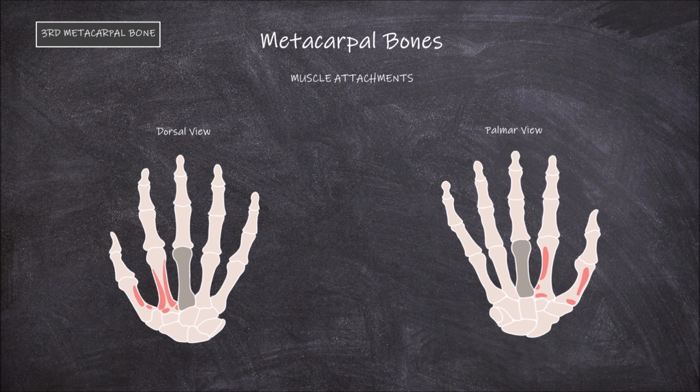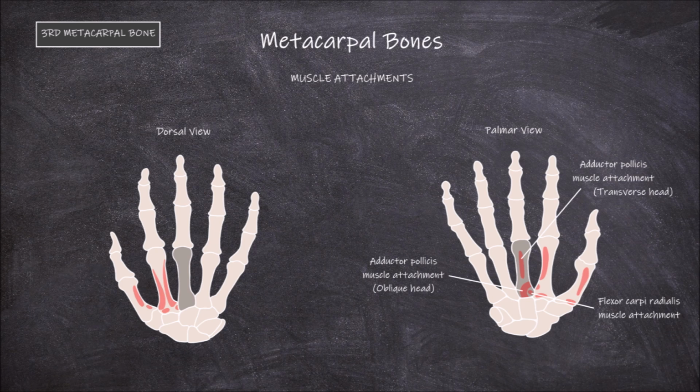Now for the third metacarpal. The transverse head of the adductor pollicis muscle originates from the palmar surface of the shaft of this bone. A portion of the oblique head of the adductor pollicis muscle originates from the palmar surface of the base of this bone. A portion of the flexor carpi radialis muscle inserts onto the palmar surface of the base of this bone.